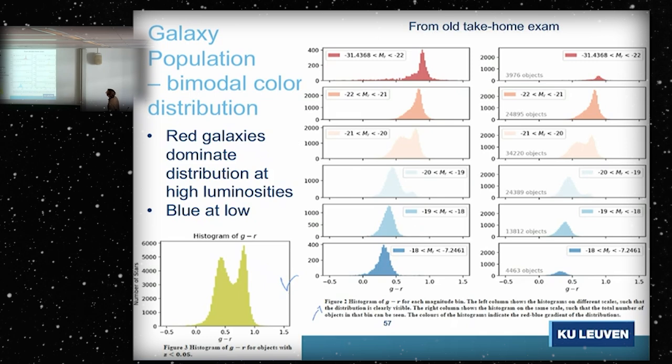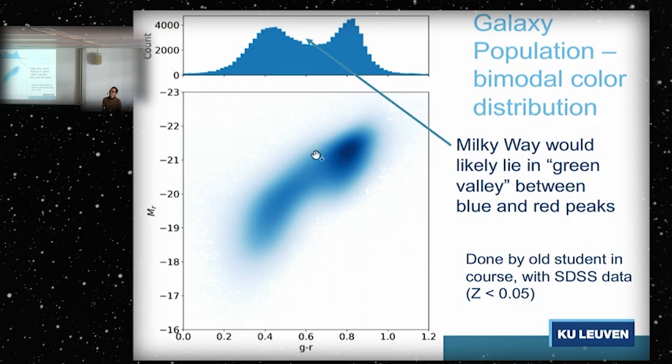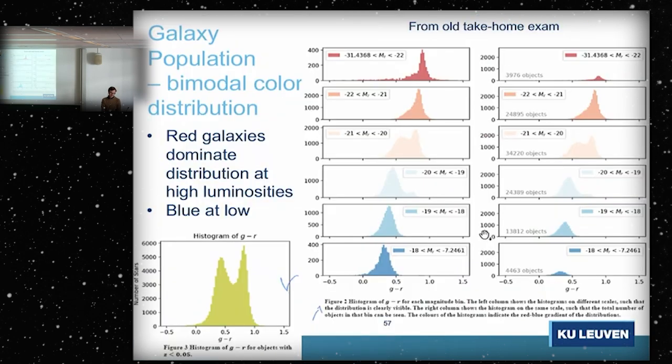Here is another, from another old student, where we're going to sort this now. We're going to take this distribution and sort it along with the magnitudes to see if we can deduce more. Red galaxies dominate the distribution at high luminosities, and blue galaxies dominate at low luminosities. And indeed, you can actually see this.